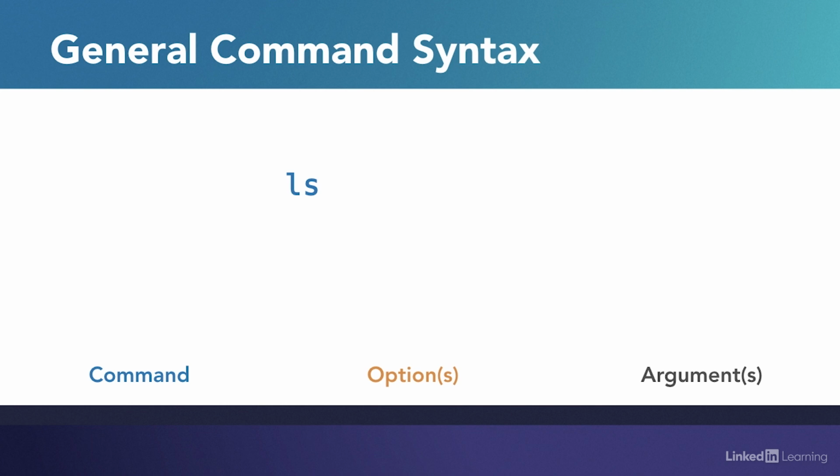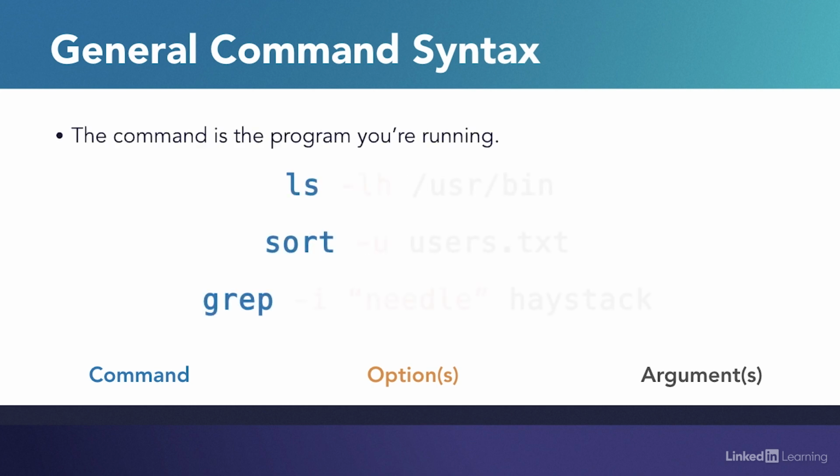Depending on what you're doing, you might just have a command, or a command and one or more options, or just a command with one or more arguments. But there will always be a command. That's the basic unit we're working with. The command is the program you're running, or the action you're taking. In the first case, here's ls, which means list. It shows the files in a specified directory, but we'll see more detail about that later.